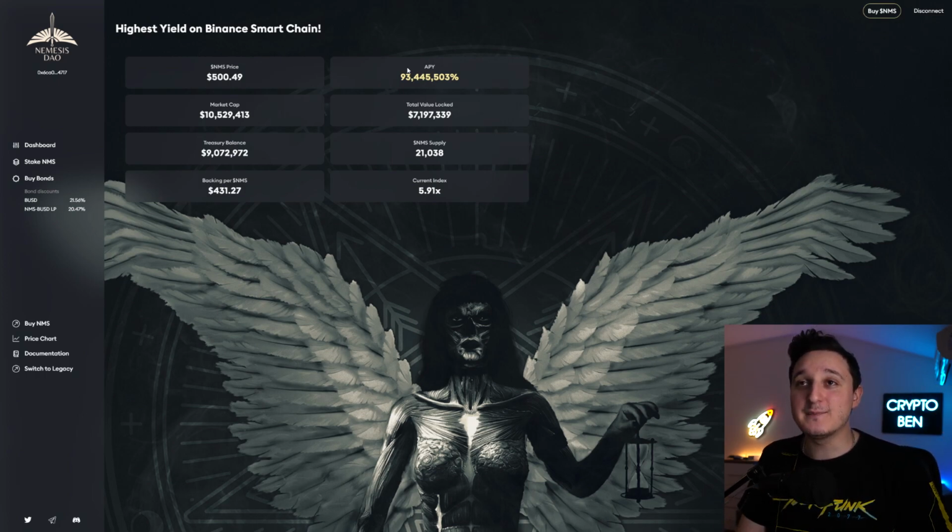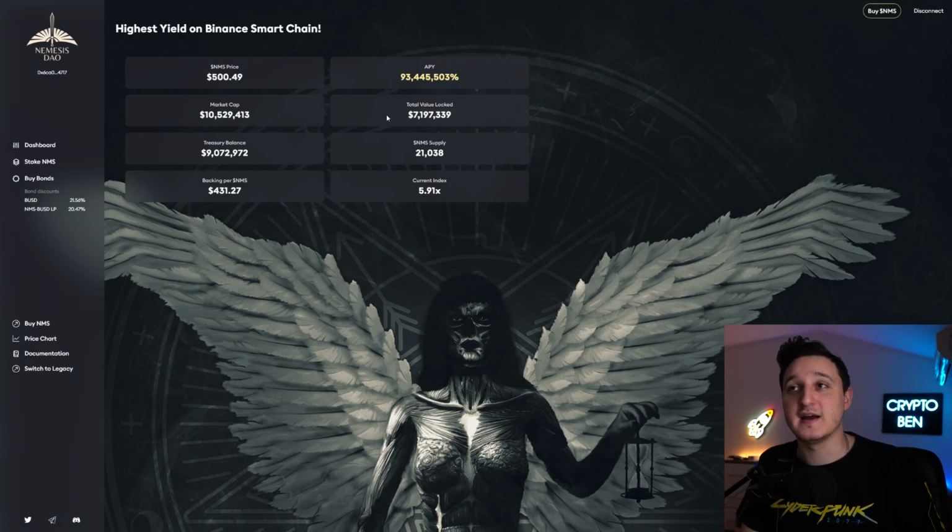As you can see right now, the APY did increase a lot. Right now we're at 93 million% APY here. The market cap for this token is at $10 million. Total value locked is 7 million. Treasury balance is 9 million, and we've got 21,000 Nemesis tokens. This is how big the supply actually is, and for the backing, we've got $431 backed per Nemesis, which is really good. This is because of the treasury balance.